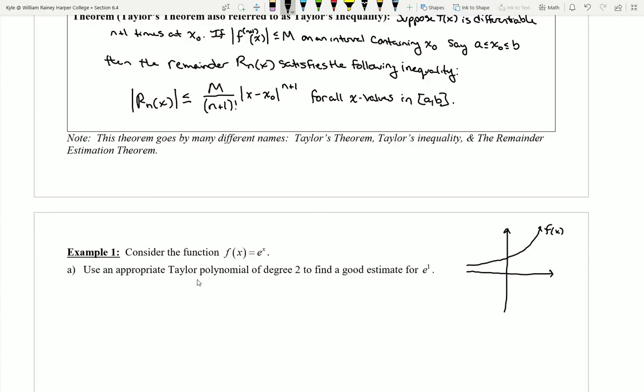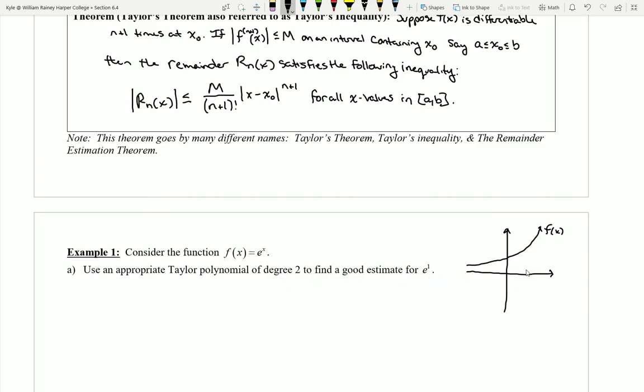I want to use an appropriate Taylor polynomial of degree 2 to find a good estimate for e to the first power. So this is actually a question that comes back from like 6.1. This isn't even a 6.4 question. I'm interested in just trying to create a degree 2 polynomial, so a quadratic polynomial that could estimate e to the first power.